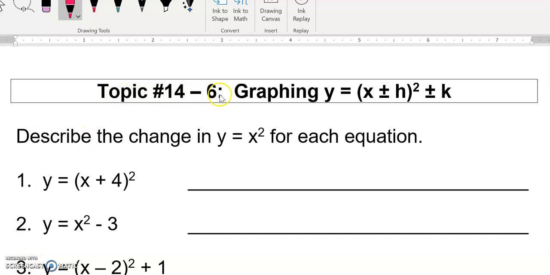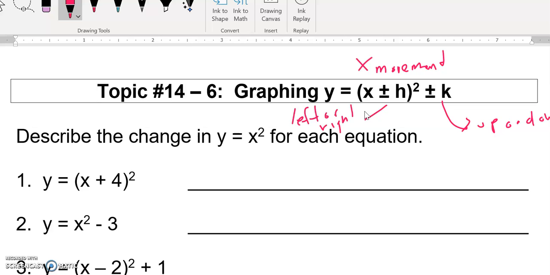Topic 14-6, graphing y equals (x plus or minus h), all in parentheses squared, plus or minus k. This is the x movement. And this is the up or down. This is up or down. This is left or right.